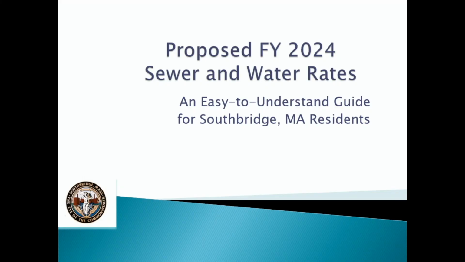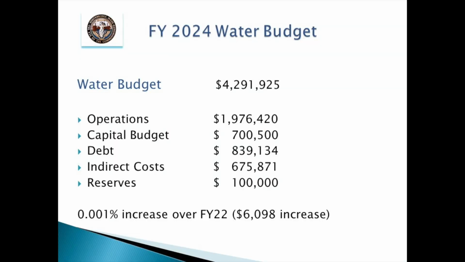Okay. So the water budget for FY24, the total budget is $4,291,925. The operations portion of that is $1,976,420. The capital budget that was approved was $700,500. The debt service was $839,134. The indirect costs were $675,871, and that's actually the cost that goes back to the town for the administrative services that we provide to support the activities of the water department in this case, and in the sewer department on the next slide. And then we also budget for reserves of $100,000.